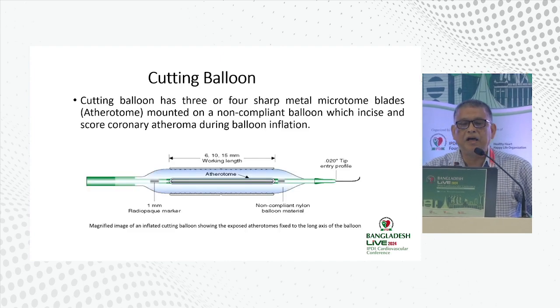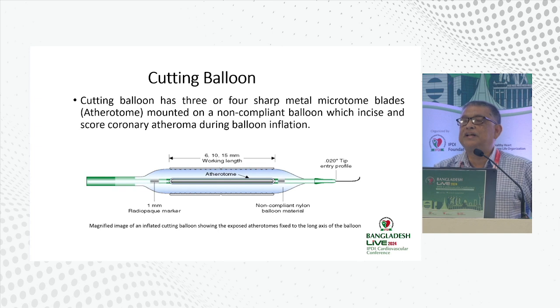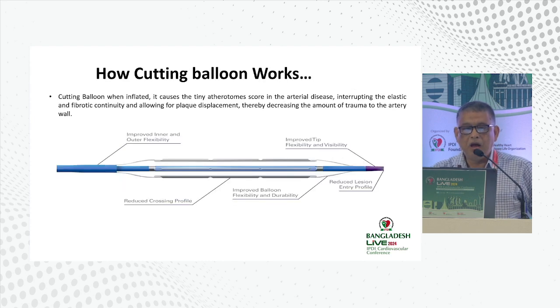Cutting balloons have 3 or 4 sharp metal microtomes. You can see in the picture, microtomes are like this: blades mounted over a non-compliant balloon which incise and score the coronary atheroma during balloon inflation. This is how cutting balloons work.